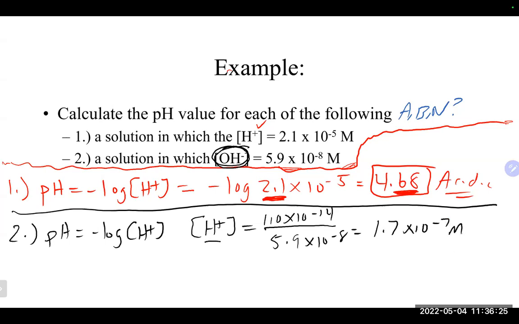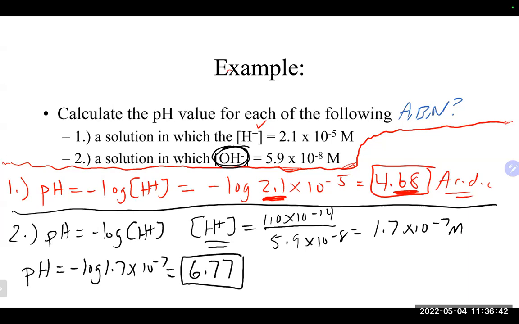Now that we do have the H plus concentration, we could go in and go pH is equal to minus the log of 1.7 times 10 to the minus 7. That gets you a pH of 6.77 in this case. Would the solution be acidic, basic, or neutral? It would be slightly acidic there as well.